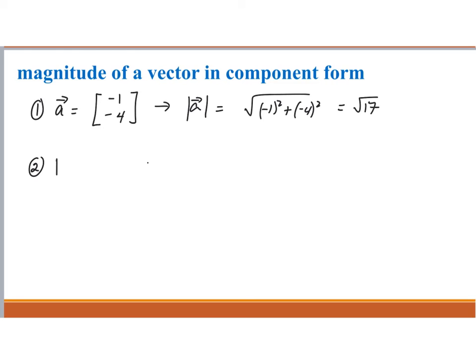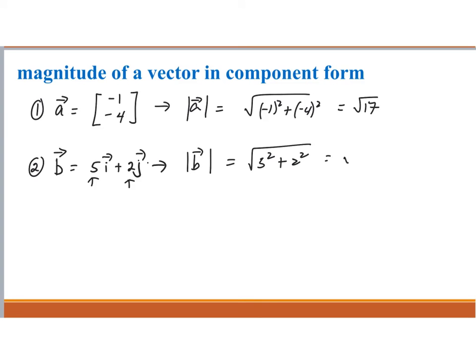And say that we have B. We want to get the magnitude of B if B is equal to 5i plus 2j. This just means that the horizontal component is 5 and the vertical component is 2. So the magnitude of B is 5 squared plus 2 squared, and then you get the square root of that. So that's 25 plus 4, root 29.